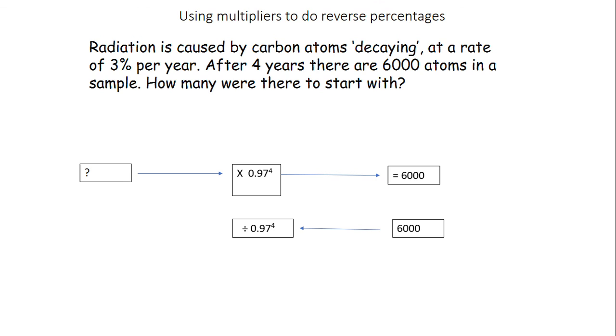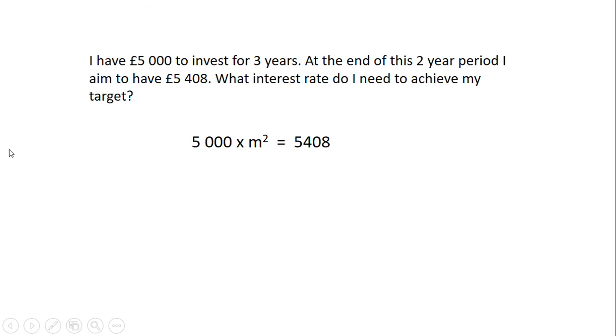Okay, this is how we're going to do it. We're going to reverse the function by dividing it by the same thing we multiplied it by in the first place, and we can work out that before all these atoms were reduced, the total amount of atoms was 6,777.